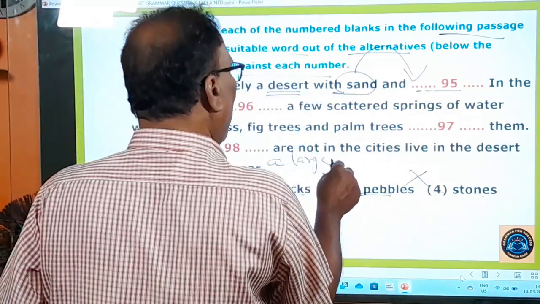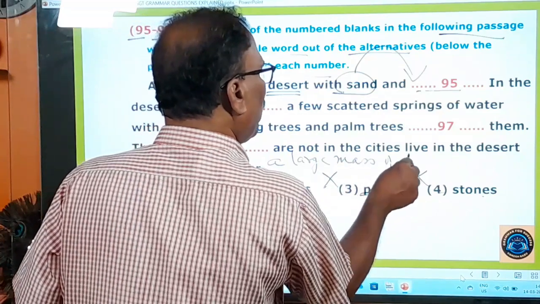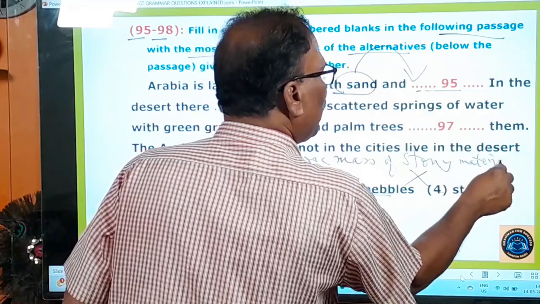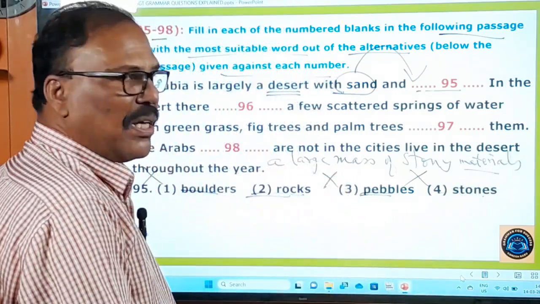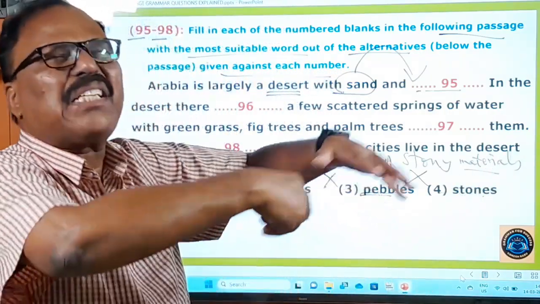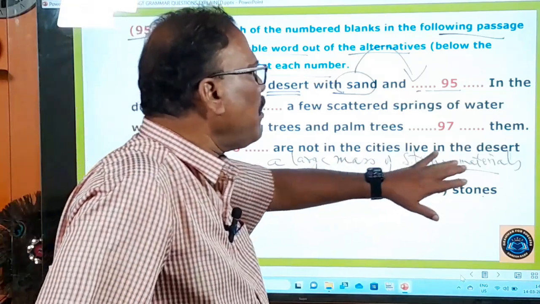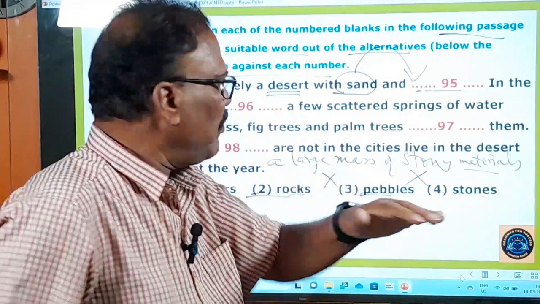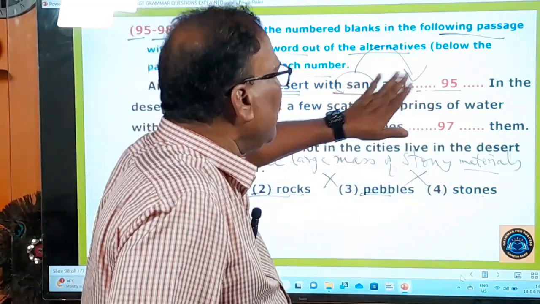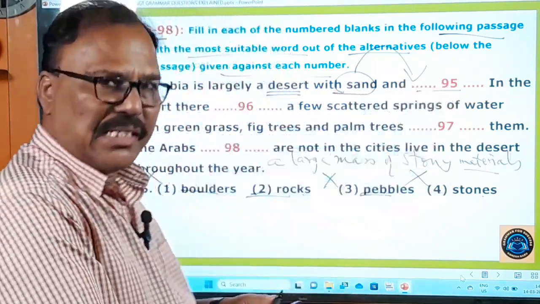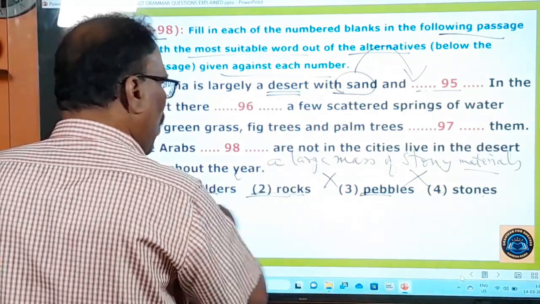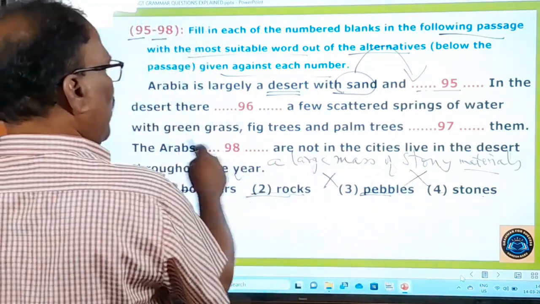What is that? A large mass of stony material. This is one of the meanings of rocks. Large means an extensive mass of stony material, small granules, gravel-like things you can find in the sand, and rocks you find in the desert. Right, that point is clear. So the second one is the right one, all others are wrong. And you go to the next blank.